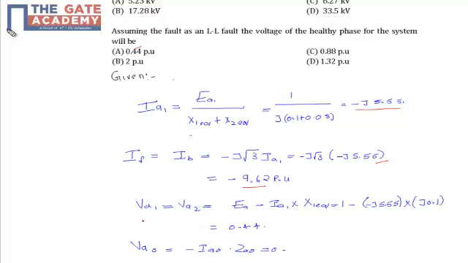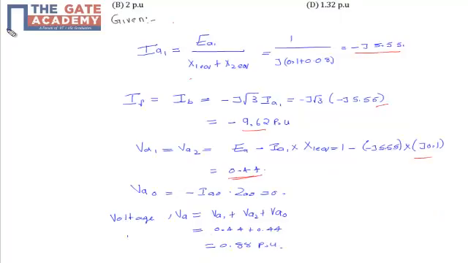Then the value of voltage VA1 is equal to VA2, that is equal to EA minus IA1 into X1 equivalent. So the value is 1 minus IA1, which is minus j5.55, into X1 equivalent, which is nothing but j0.1. After solving this value, we will get the value of VA1 and VA2 as 0.44 per unit.